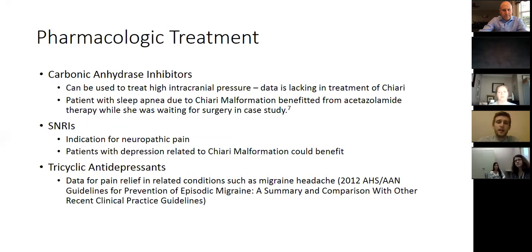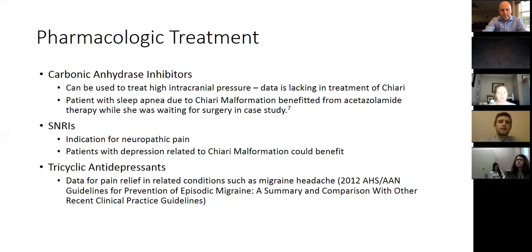Carbonic anhydrase inhibitors. So they can be used to treat high intracranial pressure. There's really not a lot of data in the treatment of Chiari. A lot of the treatment was just theoretical and initiated empirically. And there was a case study where a patient, I think it was a 12-year-old girl, so a young patient, developed central sleep apnea secondary to Chiari malformation. And while they were waiting for surgery, they used a carbonic anhydrase inhibitor just to see if they could manage that symptom in her. And it did prove to be effective and reduced the incidence of her central sleep apnea while she was waiting until surgery.